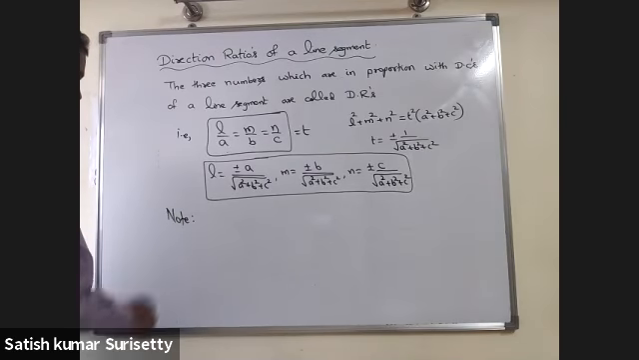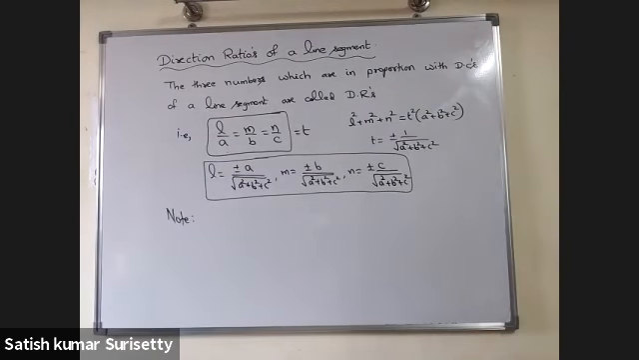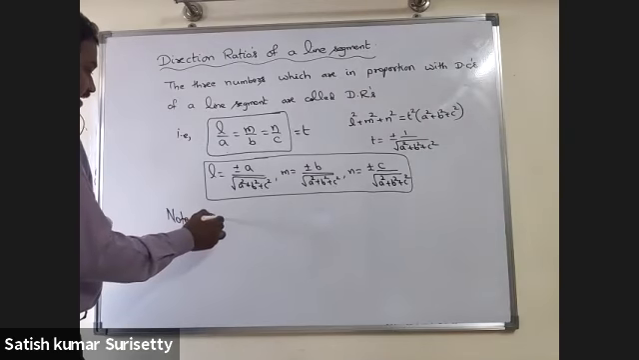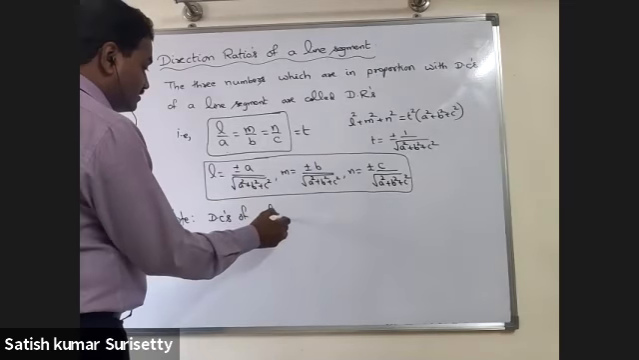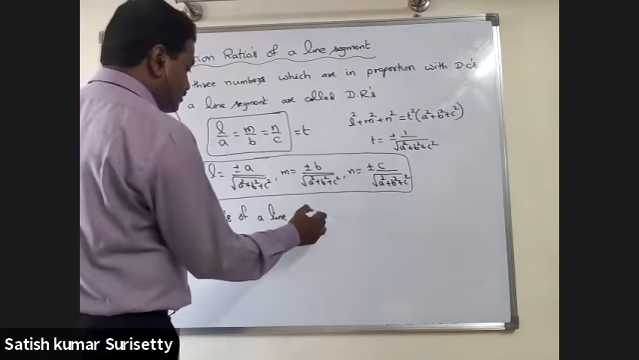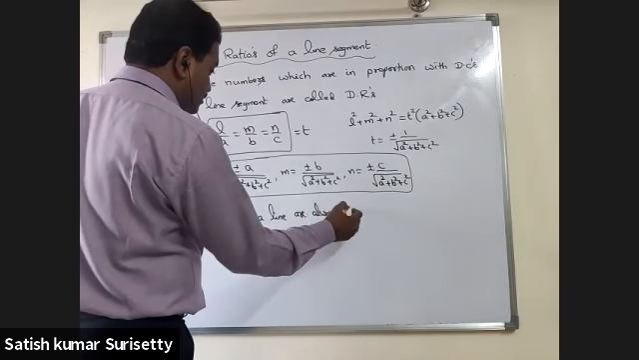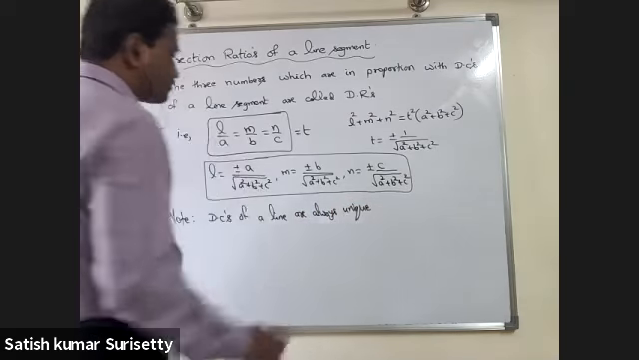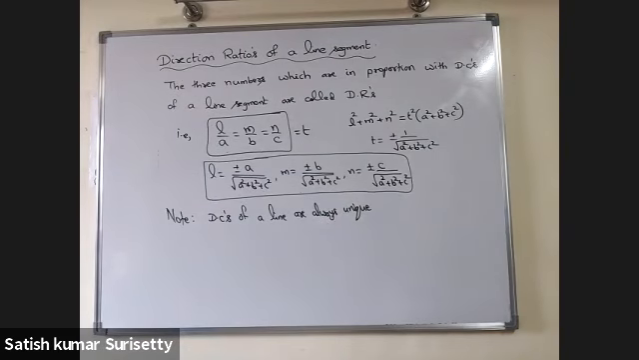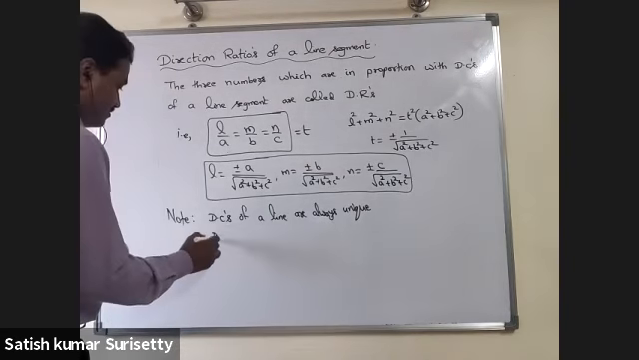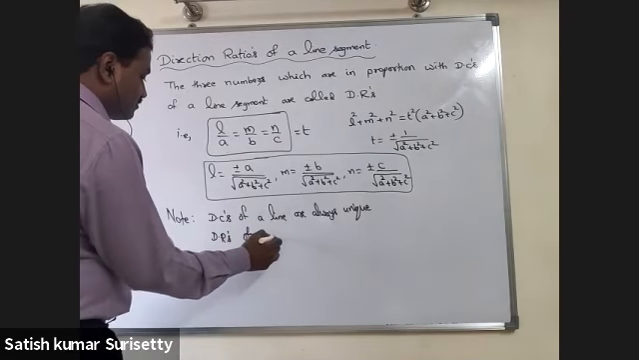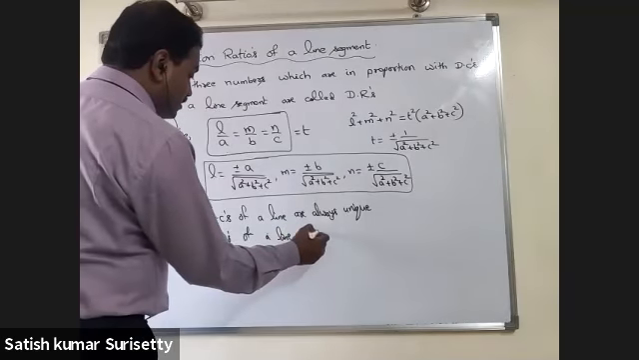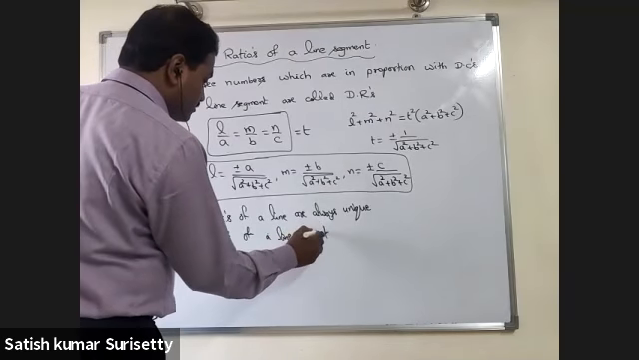Write a note. Direction cosines of a line are always unique, whereas direction ratios of a line are not unique.